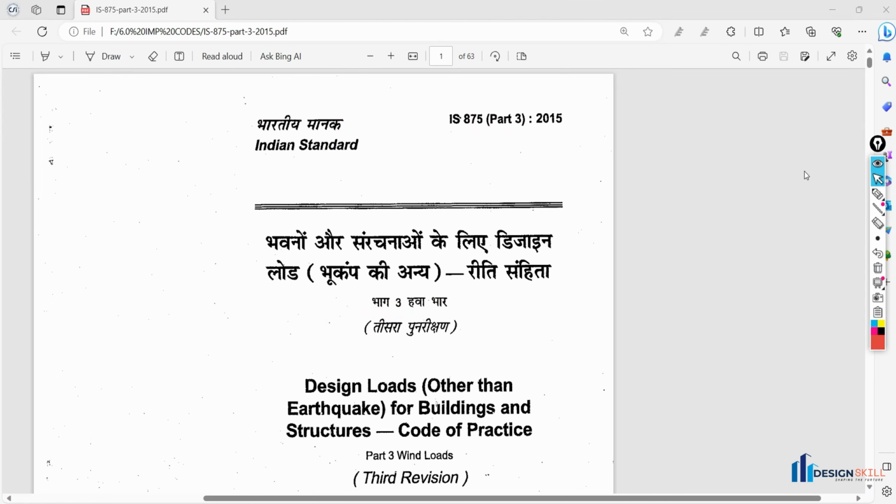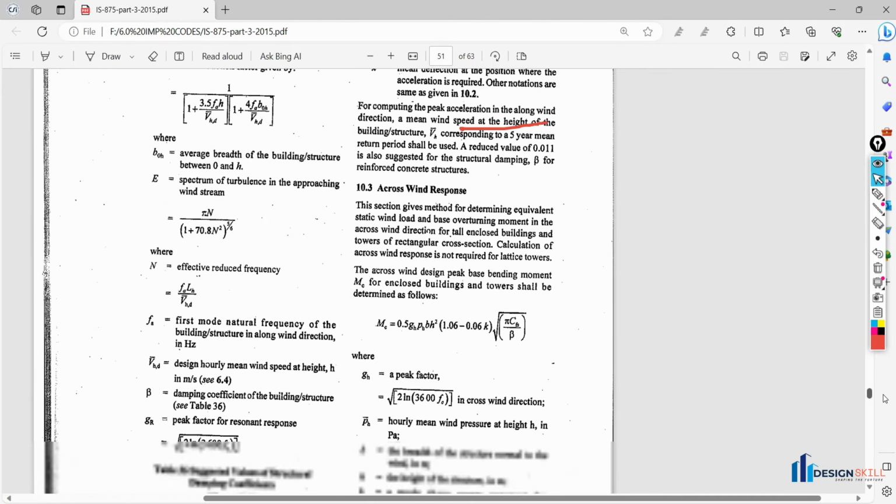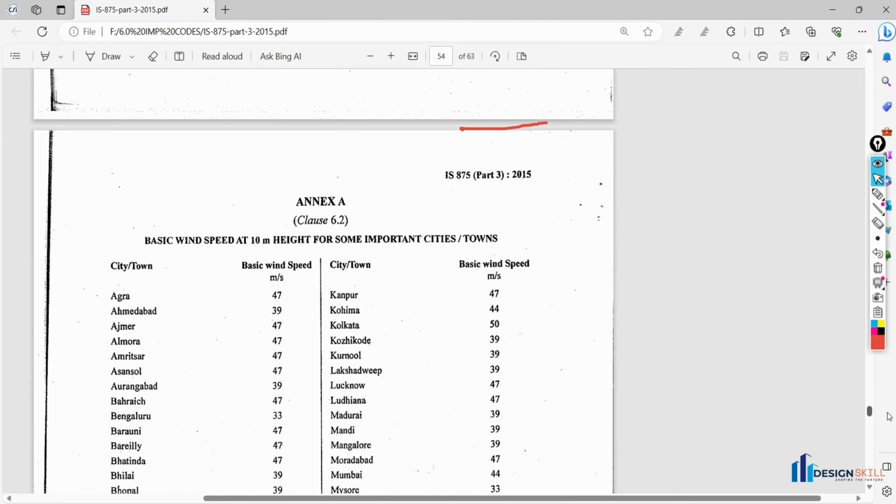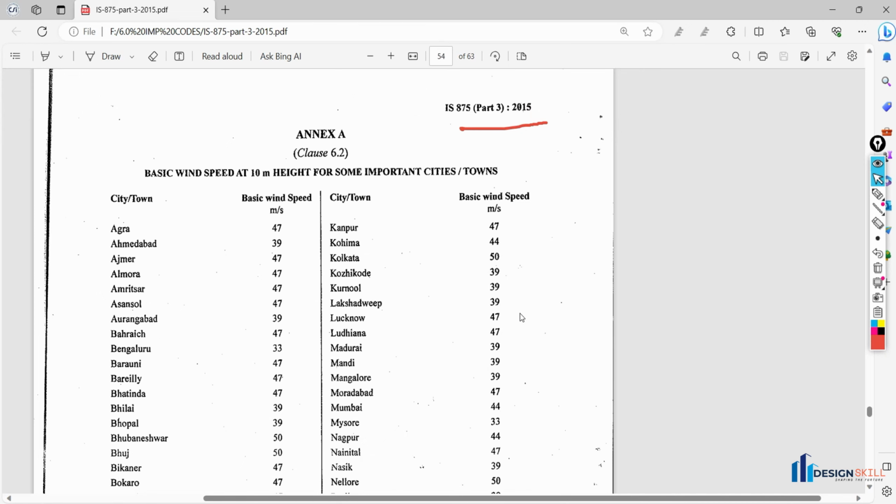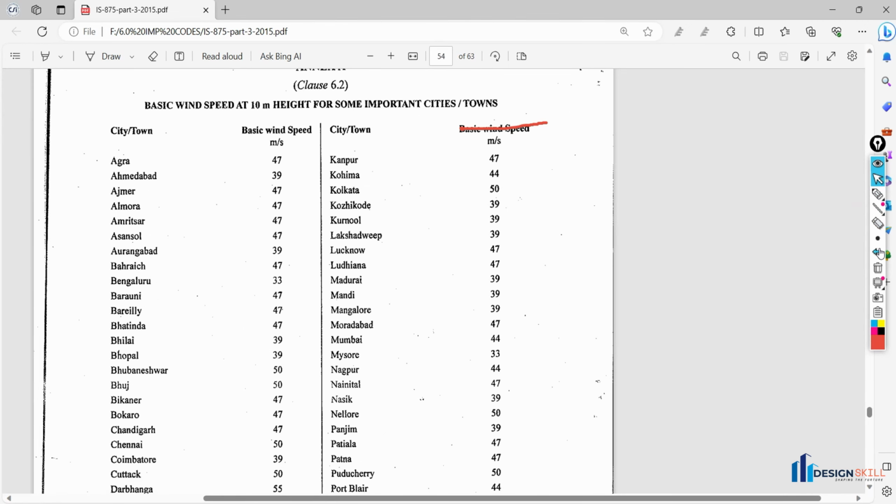So this is the code IS 875 part 3, 2015, and when you move to page number 51, you will find that for particular cities we have a wind speed. Let's suppose that for Bangalore we have a wind speed of 33 meter per second. For Lucknow we have 47.